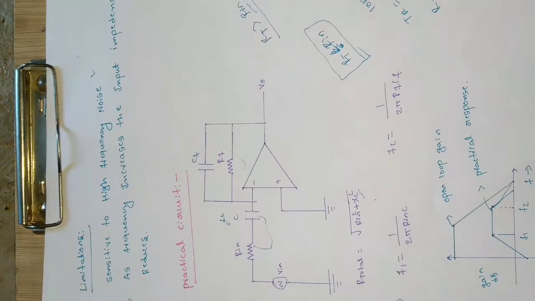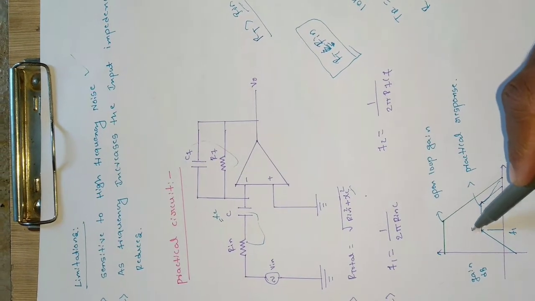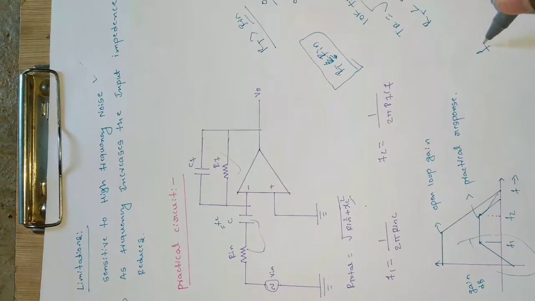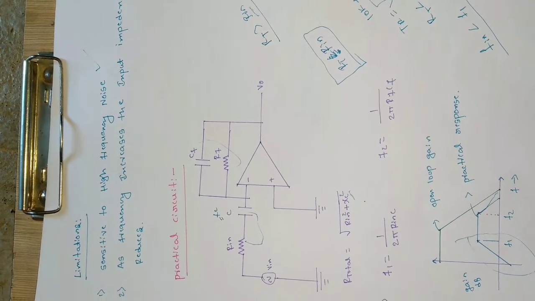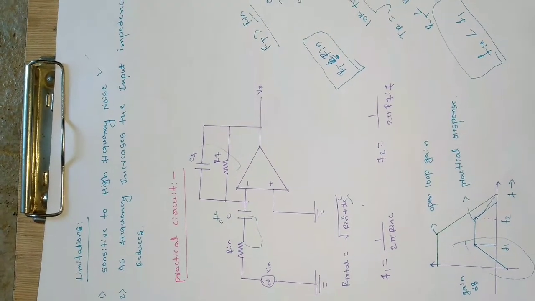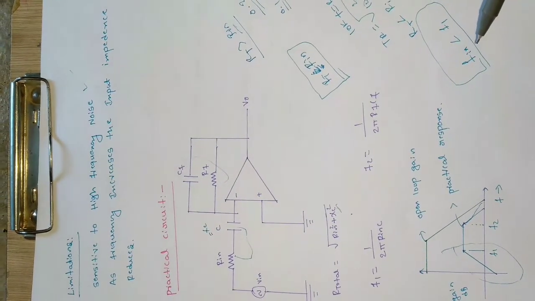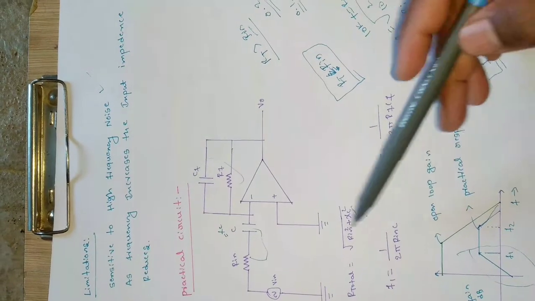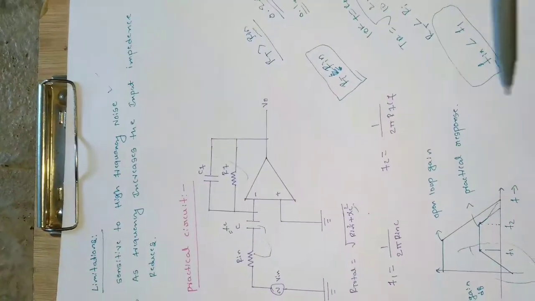So if you want to get the output exactly, then we need to use the frequency of the input signal which is less than F1. So F input should be less than F1. At that time only we will be getting the correct output for the input signals. We can adjust this F1 by using again the Rin and C. So we can change this Rin and C or RF and CF to change the input signal.